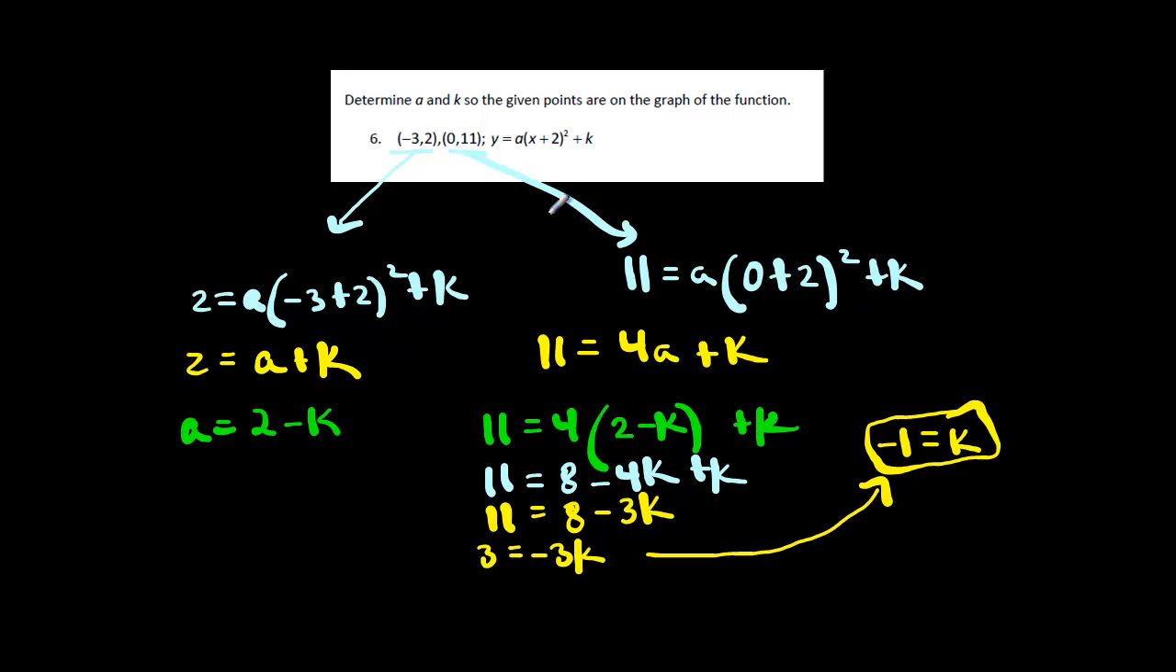The other part is we need to know what a is. Well, if k is negative 1, we can substitute it here. So a equals 2 minus negative 1. So a equals 3.